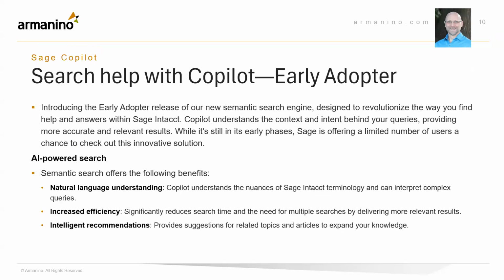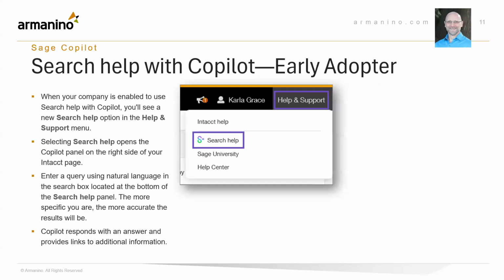So the second Copilot feature for early adopter is search. So introducing the early adopter release of AI-powered search. Semantic search offers the following benefits: natural language understanding. So Copilot understands the nuances of Sage Intacct terminology and can interpret complex queries. Increased efficiency, significantly reduces search time and the need for multiple searches by delivering more relevant results. Intelligent recommendations. So it provides suggestions for related topics and articles to expand your knowledge.